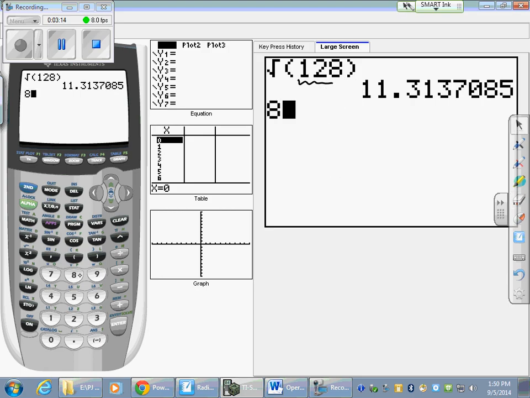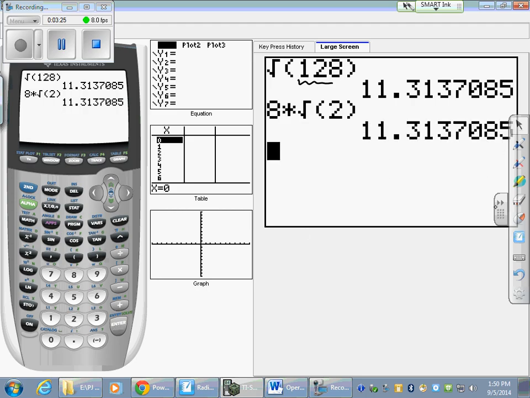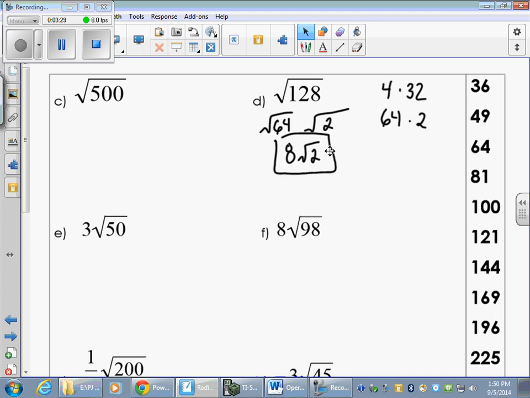So this time we would type in 8 times the square root of 2 and see that we get the same approximated value. So these are the steps for simplifying a square root radical. Let's try one that has a coefficient in the problem.